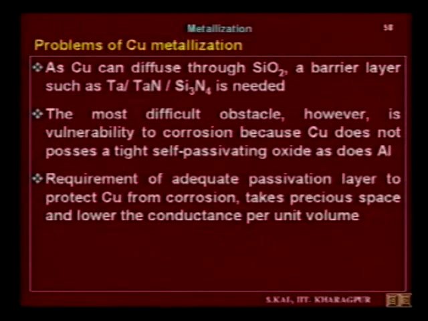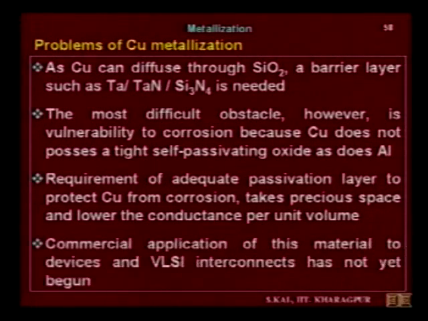The next problem is that it requires an adequate passivation layer to protect copper from corrosion, which takes precious space and lowers the conductance per unit volume. Because if you need a passivation layer, it requires another space, because passivation layer means you have to align and you have to take some tolerance spaces, etc. That is a disadvantage. Commercial application of this material to devices and VLSI interconnects has not yet begun because of these particular problems.